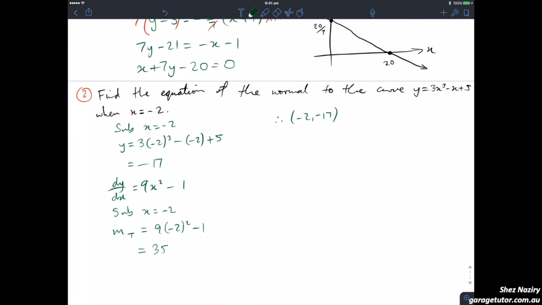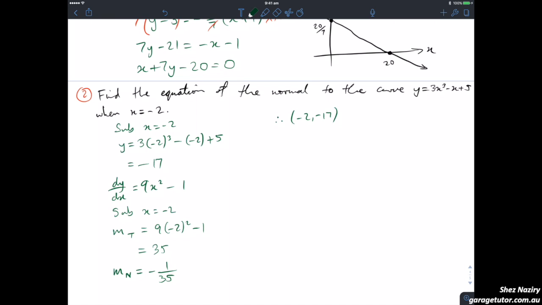So this is a very steep gradient for the tangent. What does that mean for the normal then? It's going to be very small. It's going to be very shallow. If the tangent is steep, the normal will be shallow. So now let's just do the negate reciprocate method. We get negative 1 over 35. I just put a negative and I flipped it. Have I met the requirements to find the equation of a line now, guys?